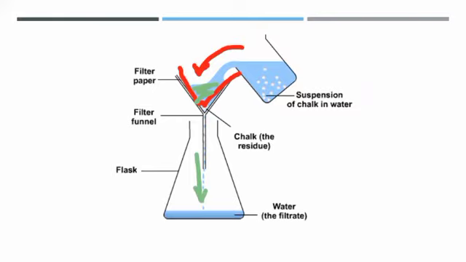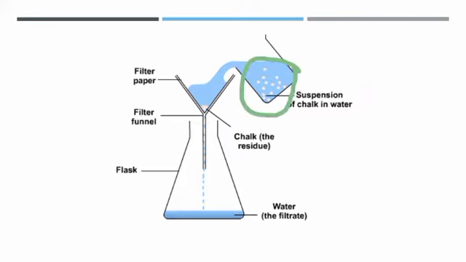Over here, they've given you the diagram for chalk and water. So chalk is suspended as a sediment in water as it's insoluble. When you filter it, the chalk collects over here as the residue, and all the water drops down through the funnel, and it's called the filtrate. So whatever is left in the filter paper is known as your residue, and whatever comes out is called your filtrate.